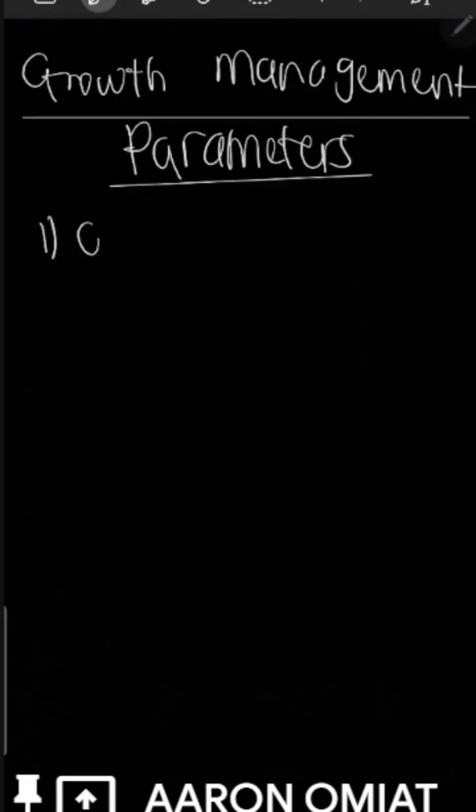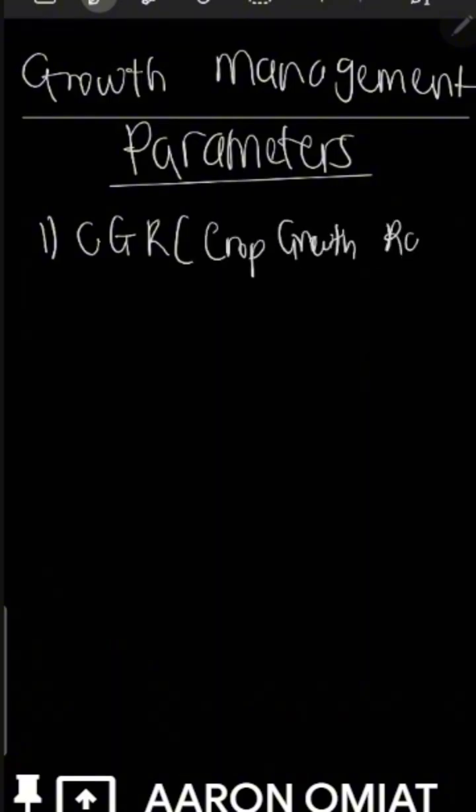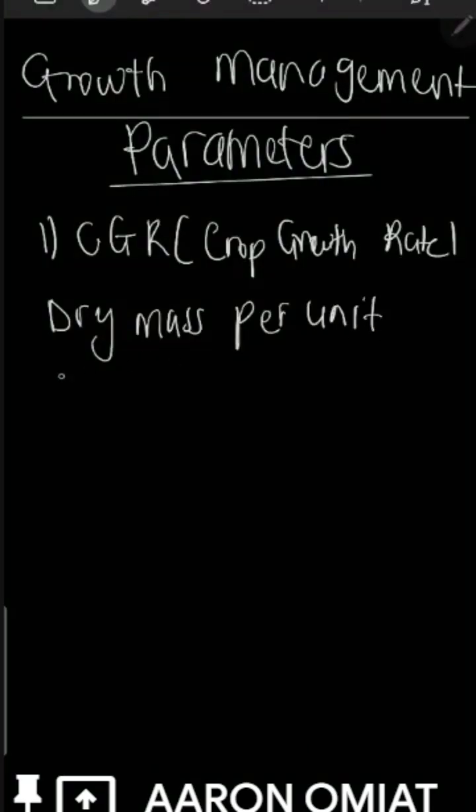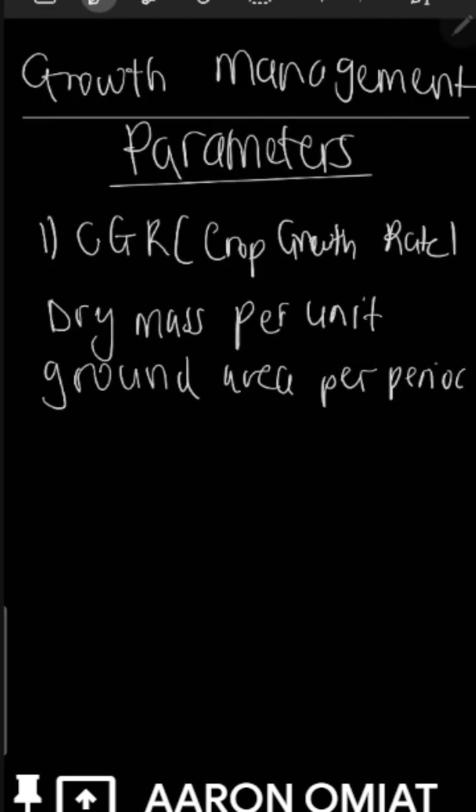Let's go into them. And the first one was CGR, which is the crop growth rate. And we say this is the dry mass per unit ground area per period of time, whatever period you choose.